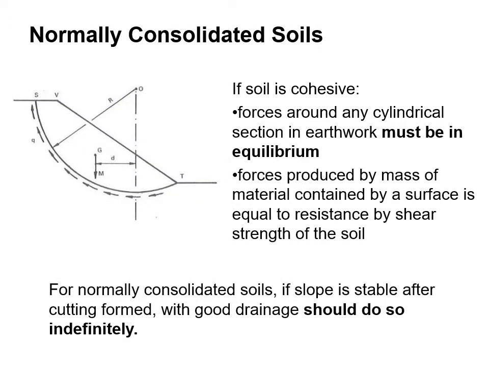So if a soil is cohesive, the forces around any cylindrical section in earthwork must be in equilibrium. The forces produced by the mass of material contained by a surface is equal to the resistance by shear strength of the soil. For normally consolidated soils, if a slope is stable after cutting is formed, with good drainage, it should stay so indefinitely.